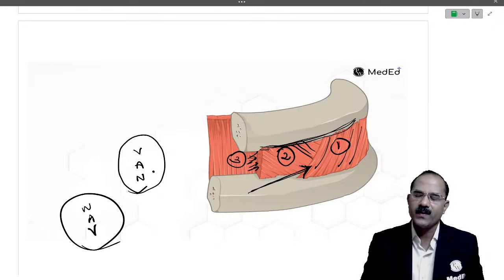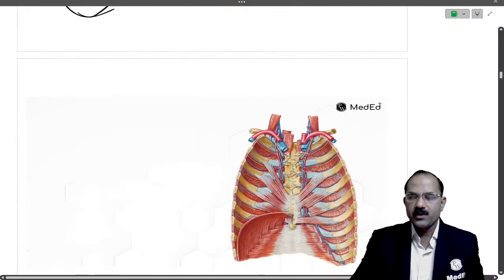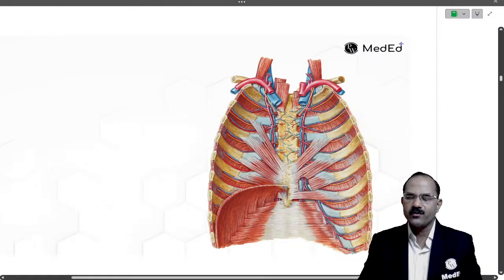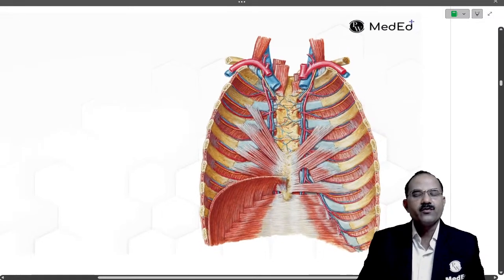Yes, students? Okay. So this is what you're going to write in the intercostal muscles, the neurovascular plane. Very good to all of you. Now, this is a view of the thorax.